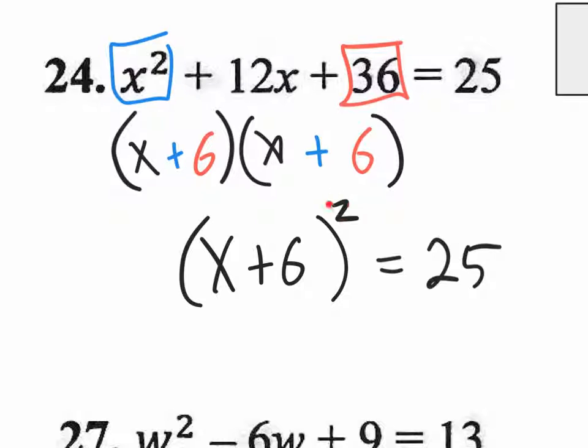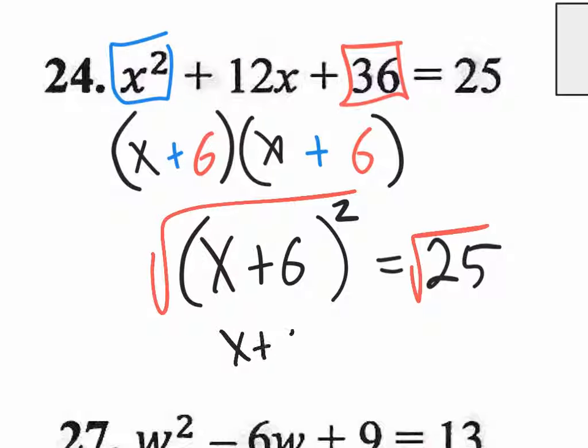And if I want to get rid of this square, I'm going to have to apply a square root to the left side and a square root to the right side, because what I do to one side, I must do to the other. So what I end up with is x plus 6 equals, what's the square root of 25? 5. But what do I have to put in front of the answer? Plus or minus. A plus or minus right in front of that 5.